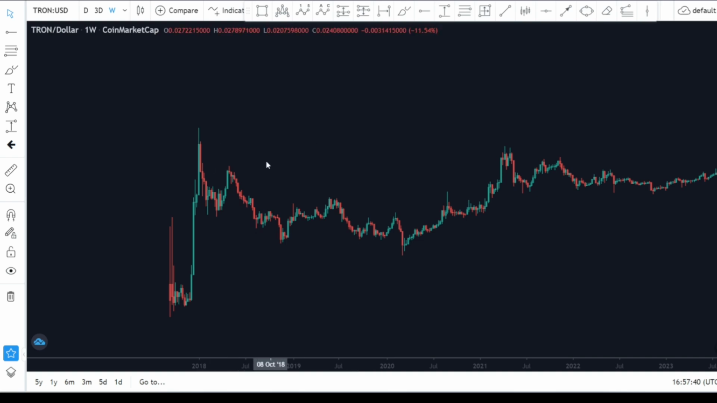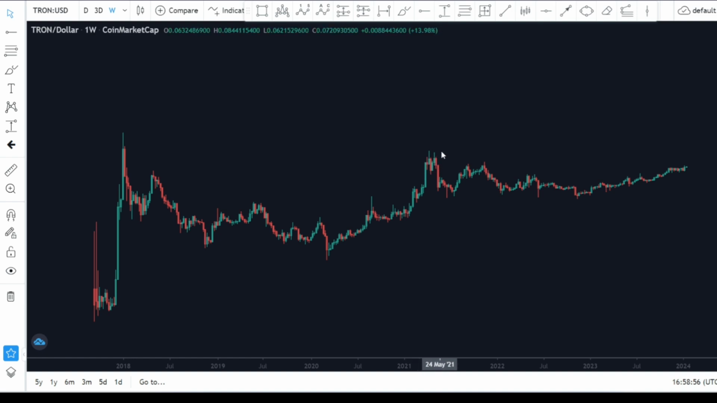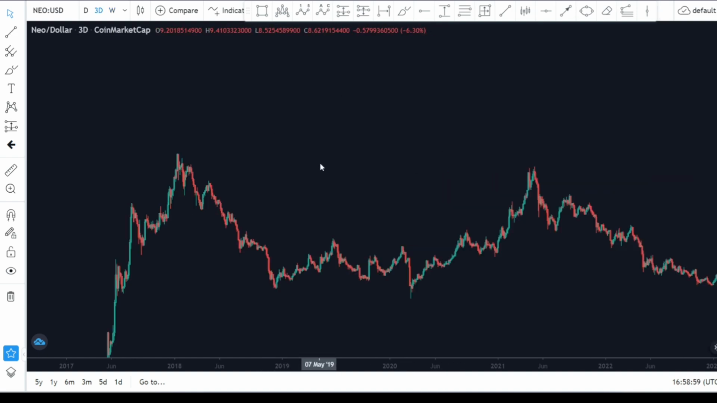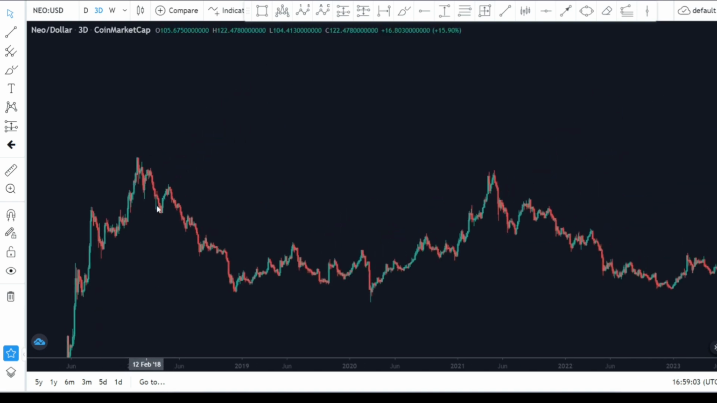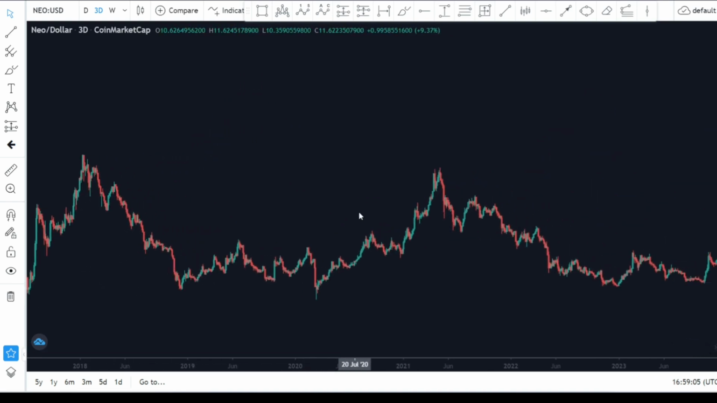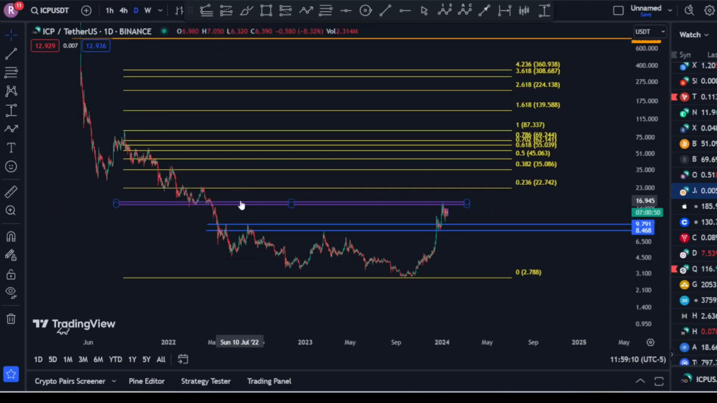I can give you the example of Tron, in which you can see the same Wyckoff accumulation pattern that we are seeing across the market right now. But even with that pattern, it only reached the 0.618 fib retracement level. We also saw Neo, which had one of the craziest runs, with the same Wyckoff accumulation pattern, and then it also just got rejected at the 0.786 fib retracement level. So something like that can actually happen with ICP here. Just saying, you can also prepare for a scenario like that.